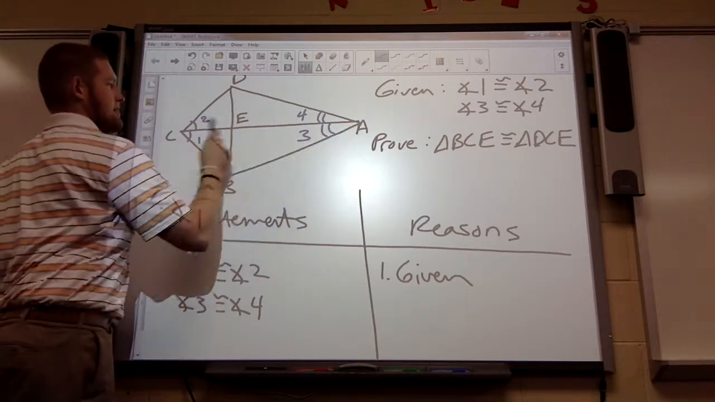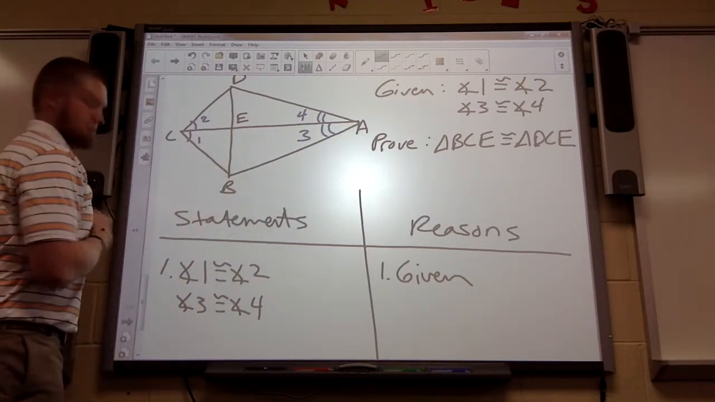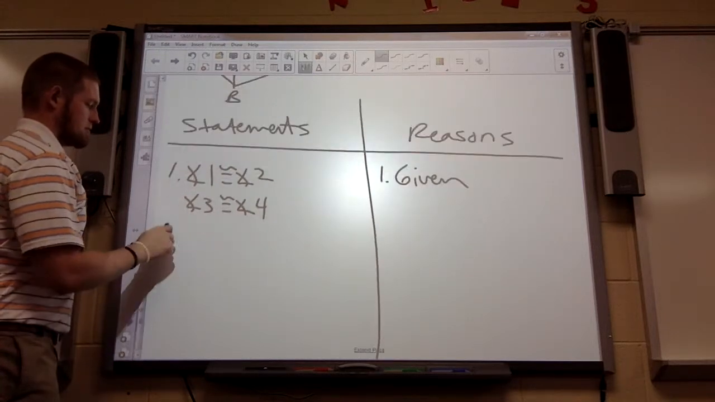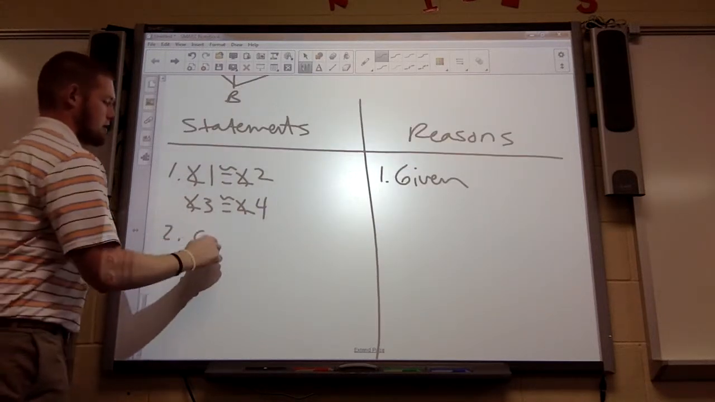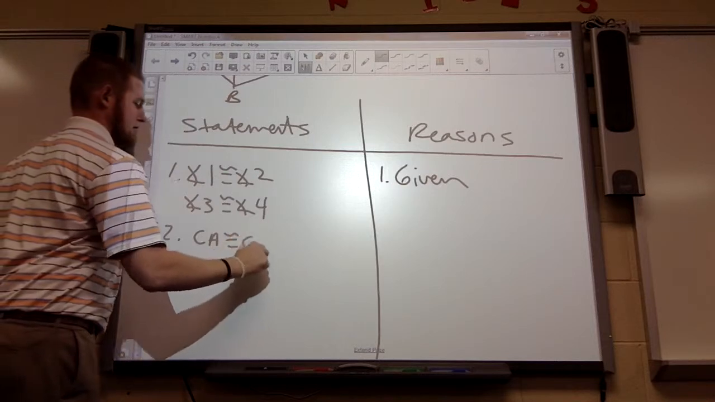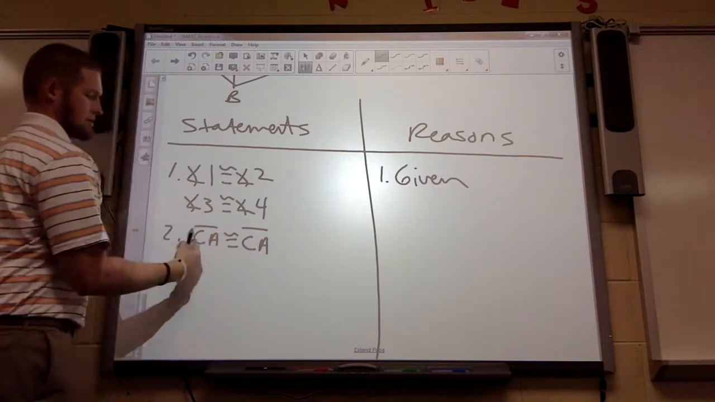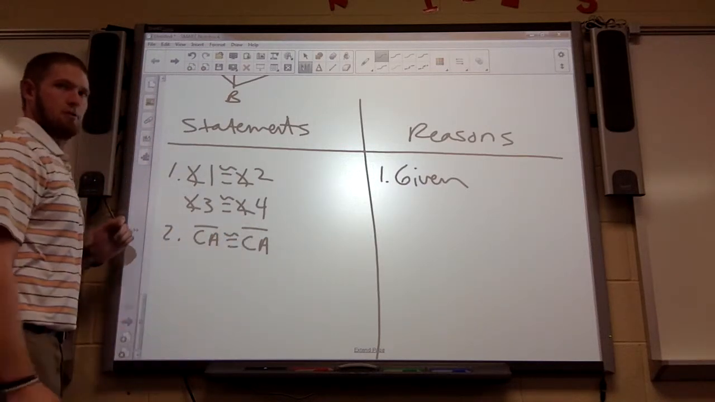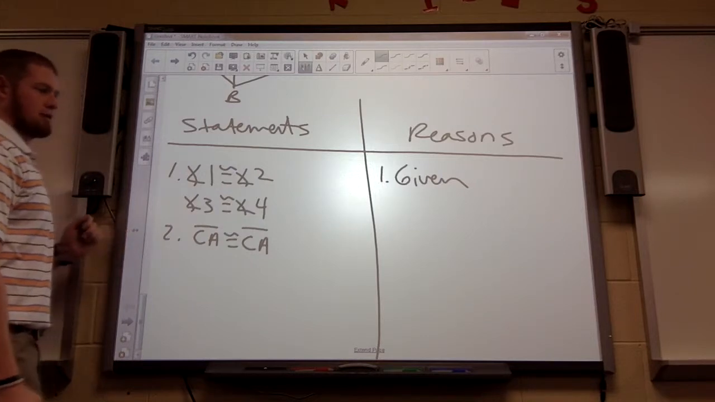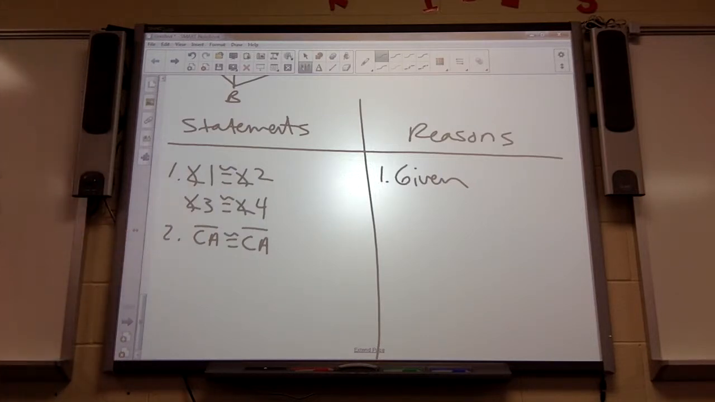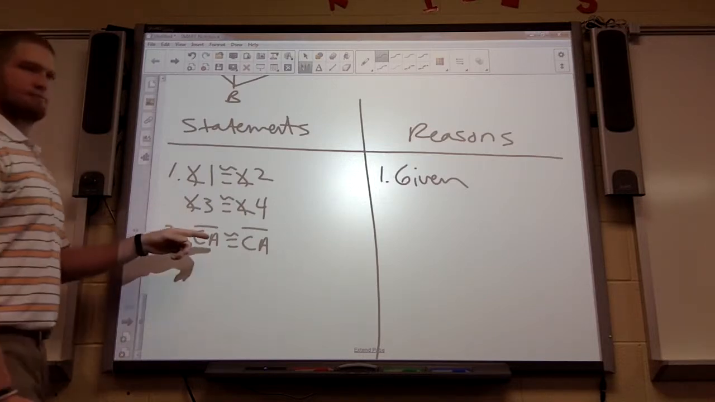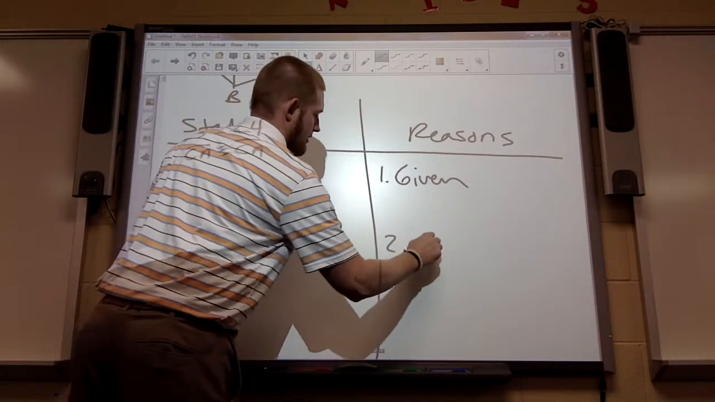Can we prove that CA is congruent to CA? Sure we can. And we know that CA is congruent to CA. Why is that? Why is CA congruent to itself? Talk with your neighbor real quick and discuss that. What property? What theorem? And we should have come up with reflexive.